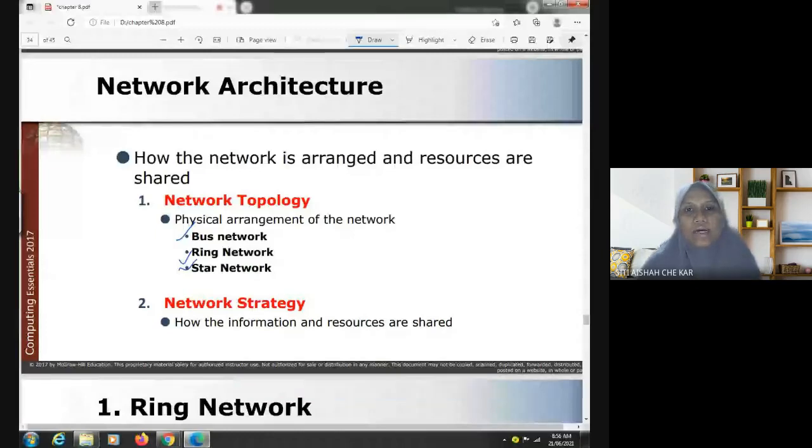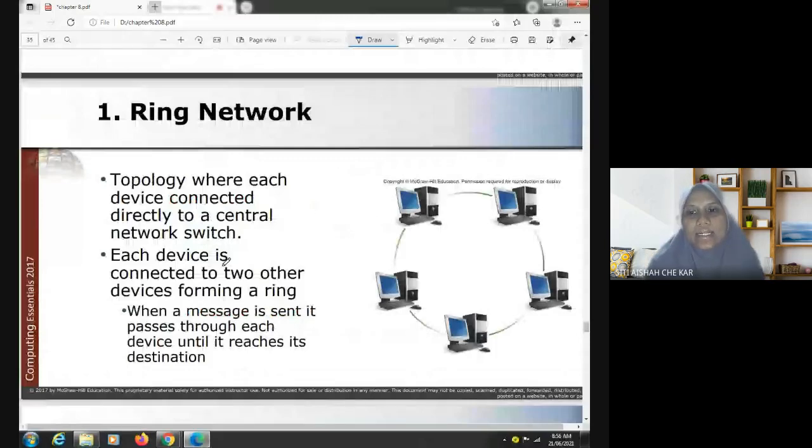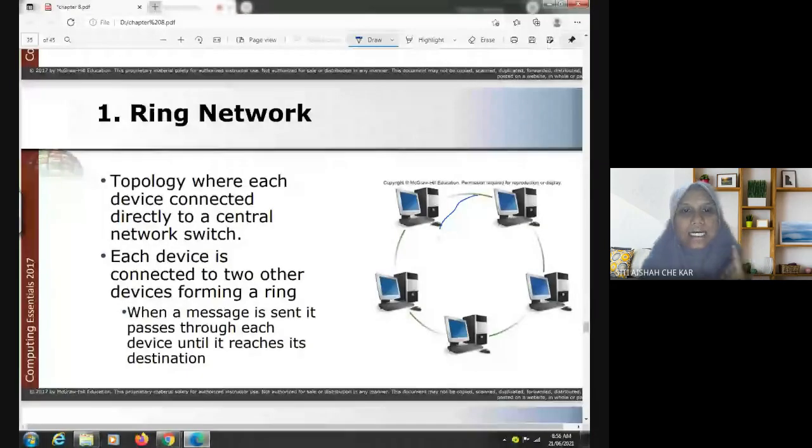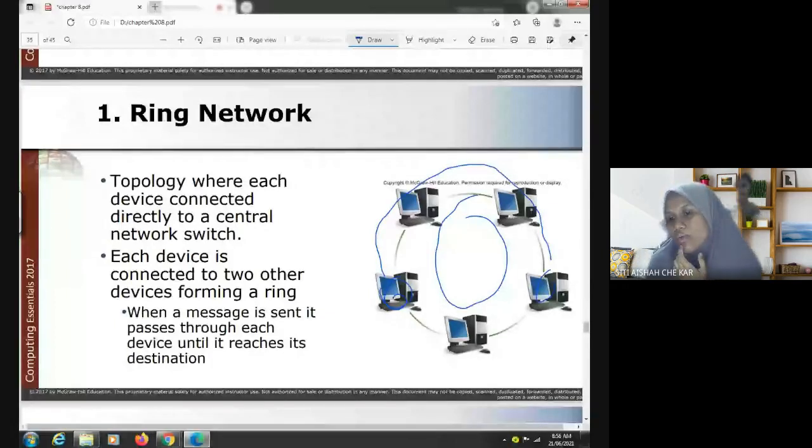Okay, so we go for the ring network. So ring network means dia macam bentuk cincin ni. Okay, a circle. If this computer wants to communicate with this computer, it must pass through these other two computers. So this is the limitation of the ring network. If we want to communicate with another computer, we have to complete one cycle. Unless the computer duduk sebelah lah. Okay?